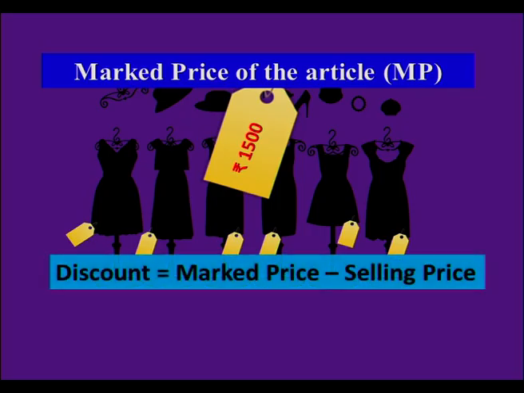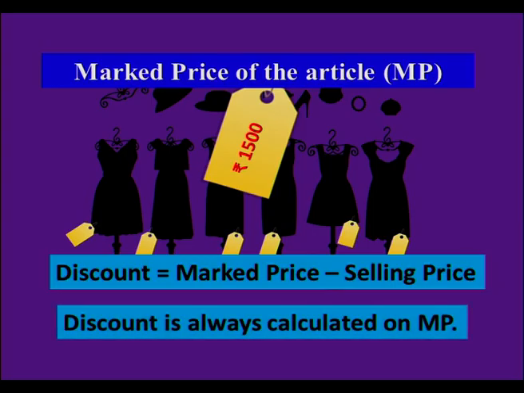Now, to find discount, we need to subtract the selling price from the mark price, that is MP minus SP gives you discount. Also, children, there is one important thing to note: discount is always calculated on the mark price. We have seen profit or loss is calculated on cost price. Similarly, discount percentage is always calculated on mark price. So, children, now you know what is meant by mark price and discount.